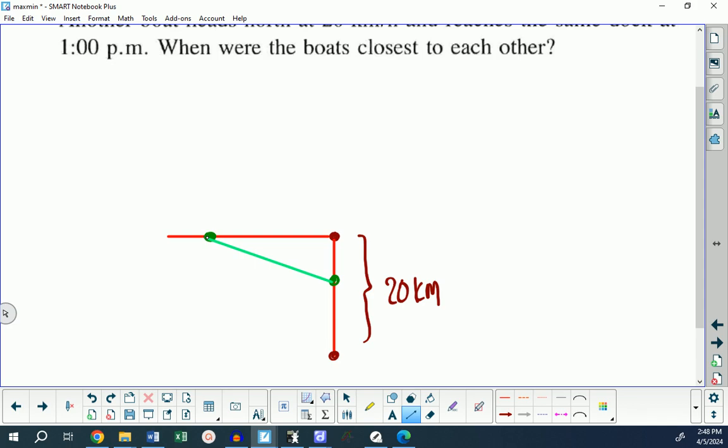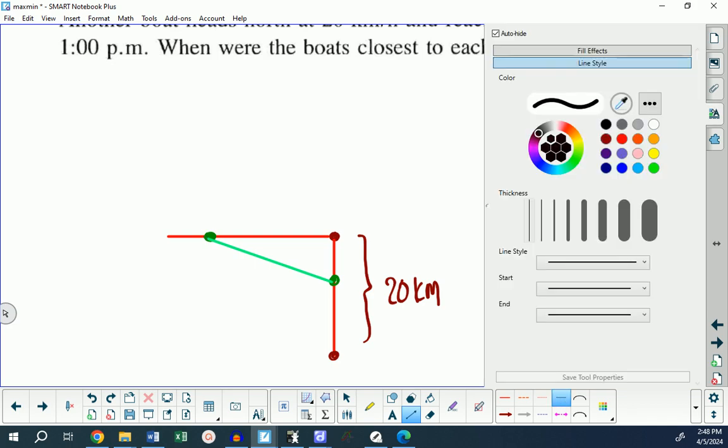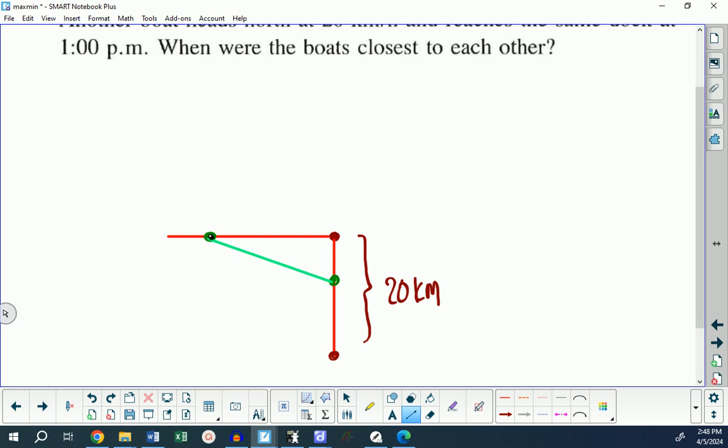I don't like that line. I don't like the color. Bothers me. Okay? You too?